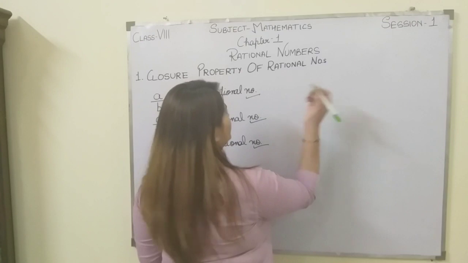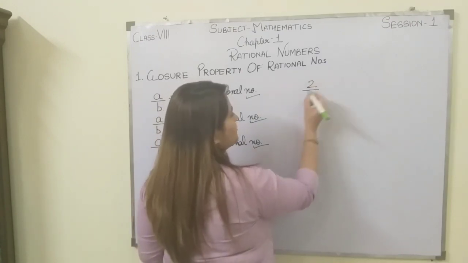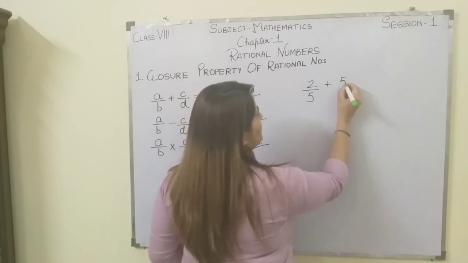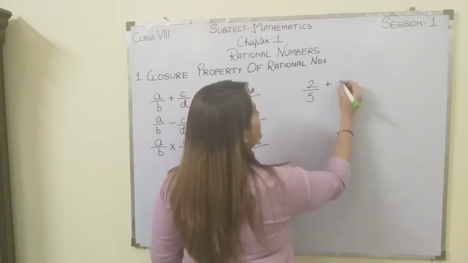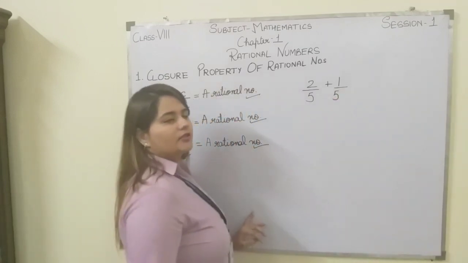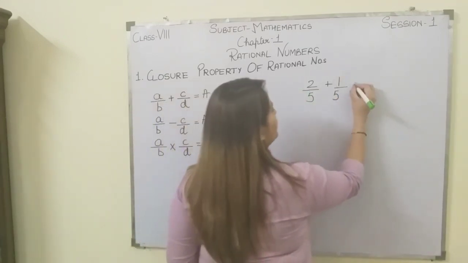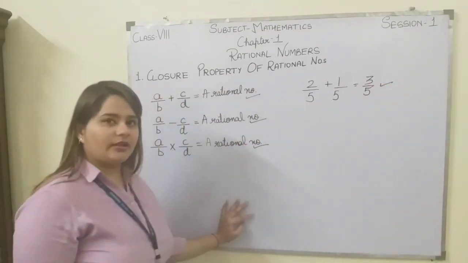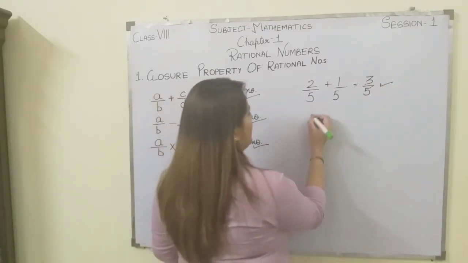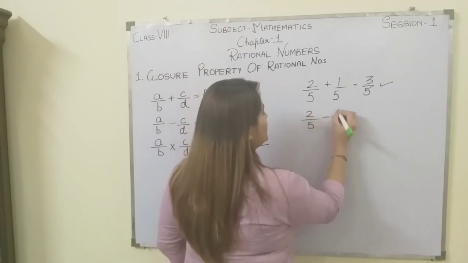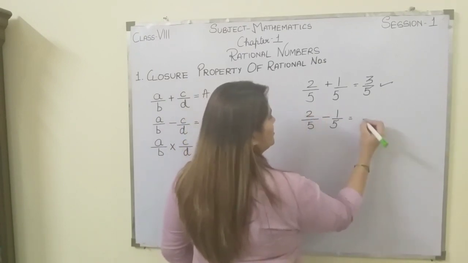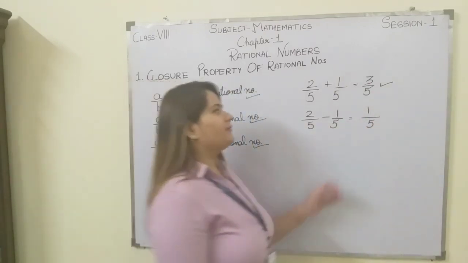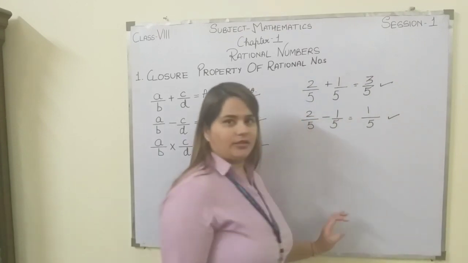So if I take the first rational number to be 2 by 5 and I am adding it to another rational number, supposingly 1 by 5. So 2 by 5 plus 1 by 5 is equal to 3 by 5, which is again a rational number. Let's see in the case of subtraction. 2 by 5 minus 1 by 5. So it will be 1 by 5 and 1 by 5 is also a rational number.